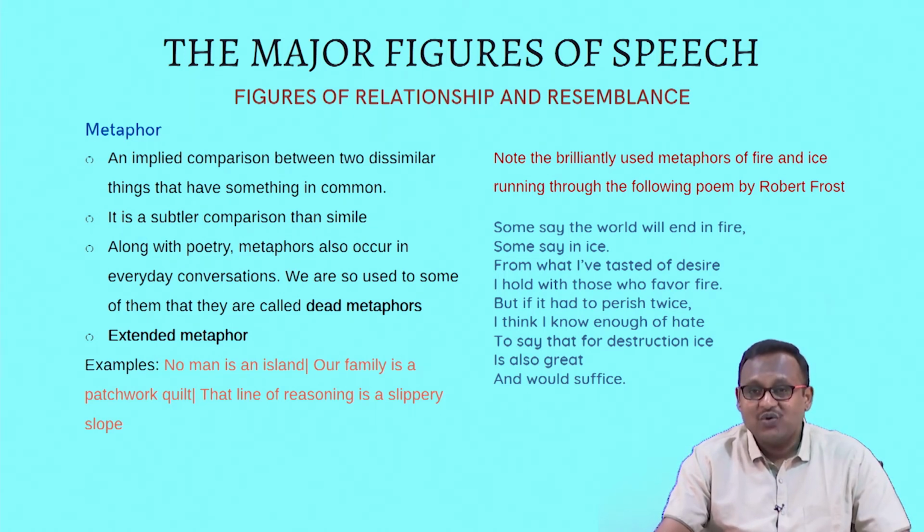Now, look at these remarkable lines. We find the metaphor of fire and ice and how the poet builds these metaphors using these lines. Some say the world will end in fire, some say in ice. From what I have tasted of desire, I hold with those who favor fire. But if it had to perish twice, I think I know enough of hate to say that for destruction ice is also great and would suffice, right.